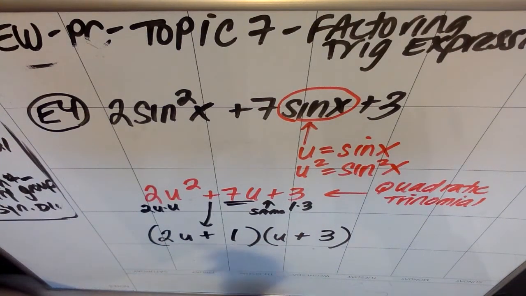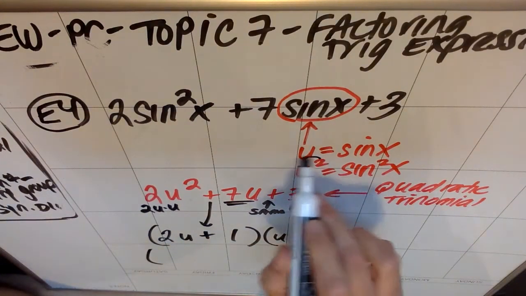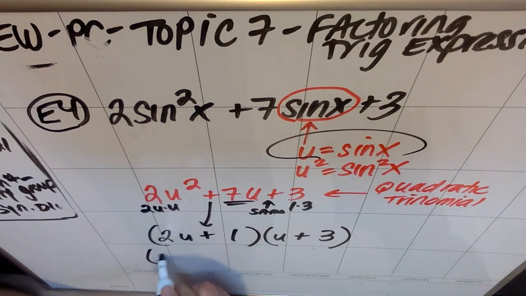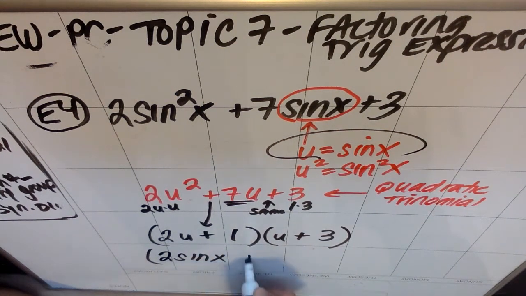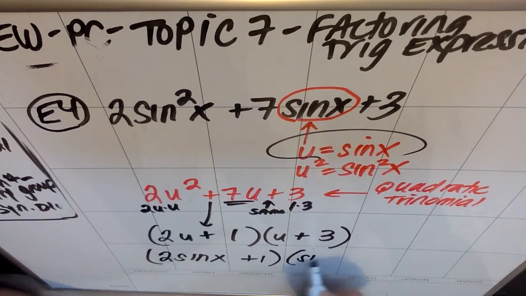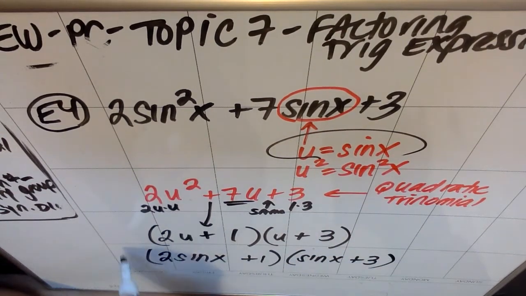So then the last step to finish example 4 is to replace u with what u is. U is sine of x. So 2 sine of x plus 1 times sine of x plus 3. And that's my final answer.